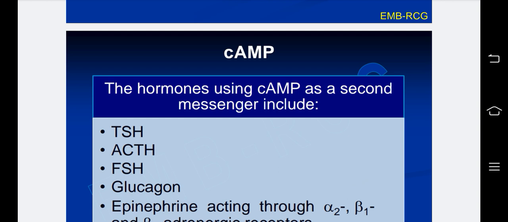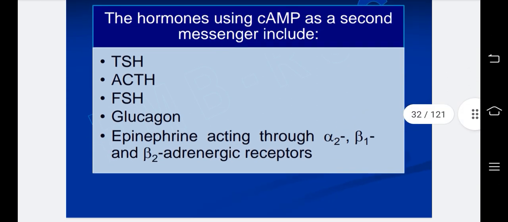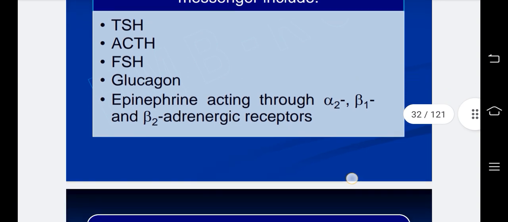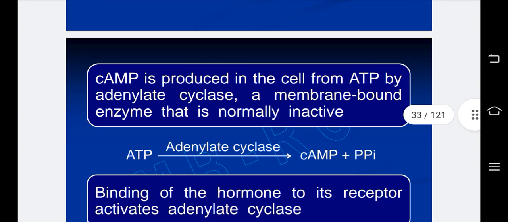The hormones using cAMP as a second messenger include TSH, ACTH, FSH, glucagon, epinephrine acting through alpha 2, beta 1 and beta 2 adrenergic receptors. cAMP is produced in the cell from ATP by adenylate cyclase, a membrane-bound enzyme that is normally inactive.